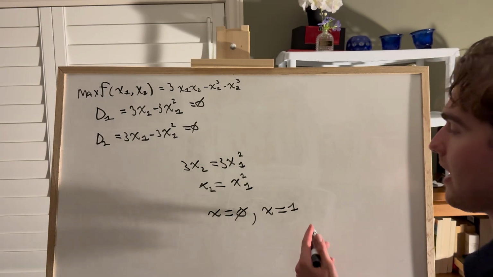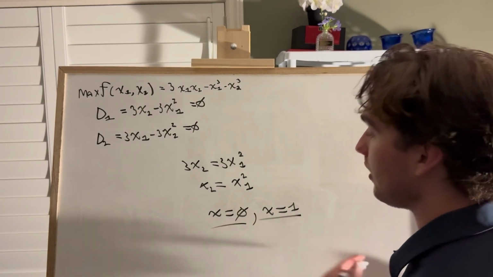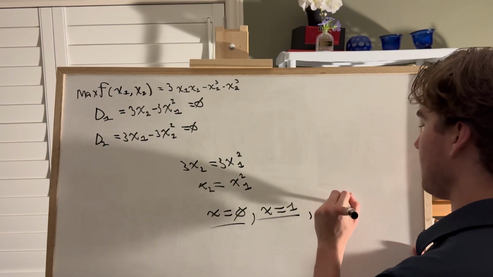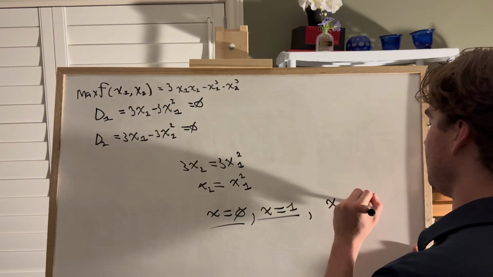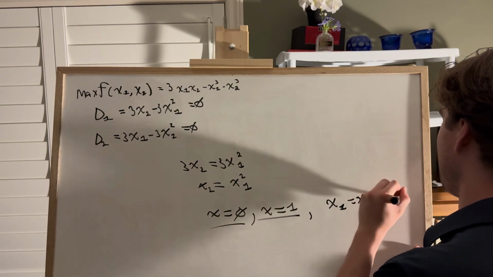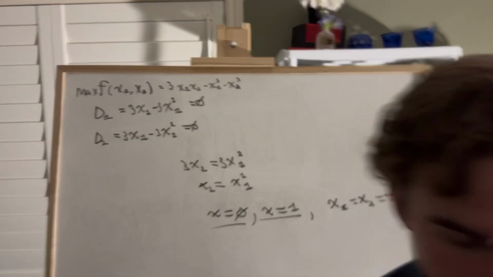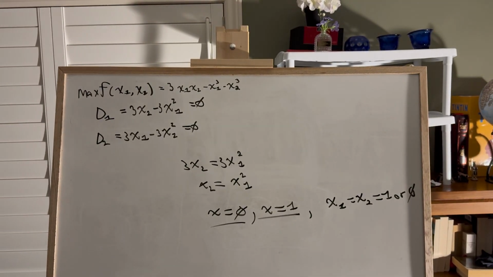So we're either maximizing at x equals 1 or x equals 0. And it's also the case that x1 equals x2 equals 1 or 0, okay? I hope this is all being shown on the board right now. Yeah, it is. Okay, we're in business.